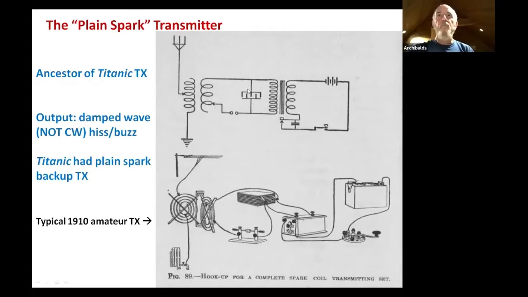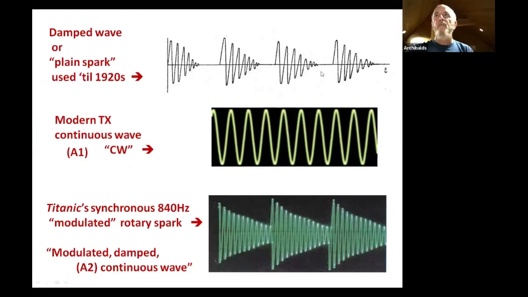If you were to look at what it was putting out, it would look like this. It's called a damped spark, of course, because after the spark extinguishes, as it gets weaker and weaker, the amplitude follows, and when the spark extinguishes, you have dead air. So when you're key down, there's an awful lot of dead air there, unlike today, where, of course, this is what we get out of a modern radio.